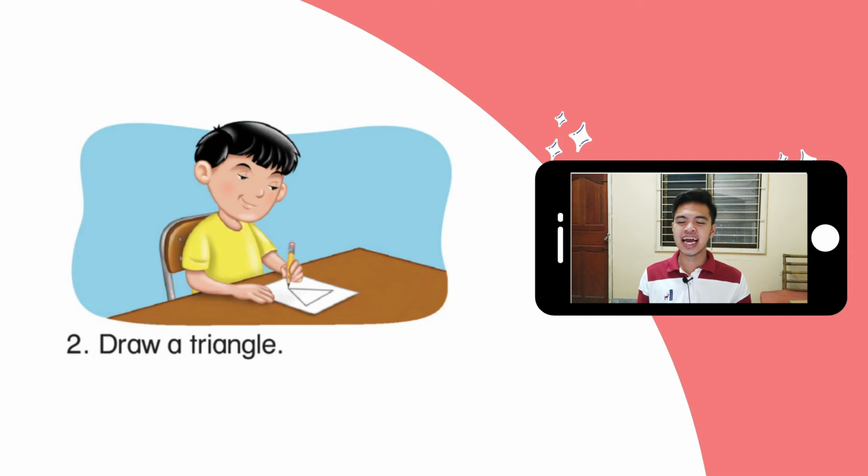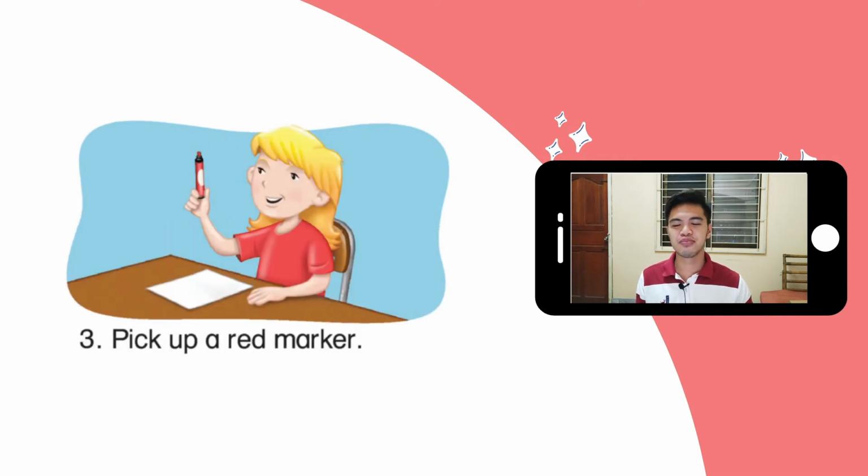Next one, we have draw a triangle. So, using your pencil, you're going to draw a triangle on a piece of paper, okay? Say, draw a triangle. Very good. Number 3, pick up a red marker. Okay, you're going to get a red marker, and then put it up. Raise it like this, okay? Pick up a red marker.